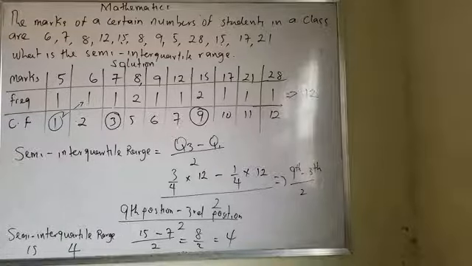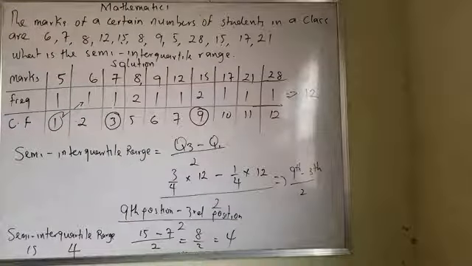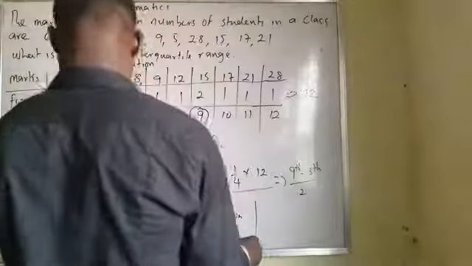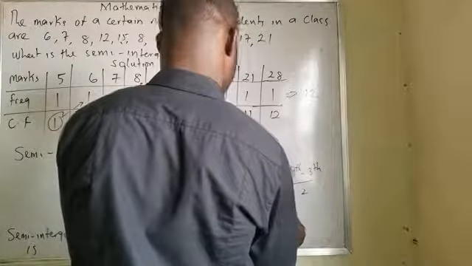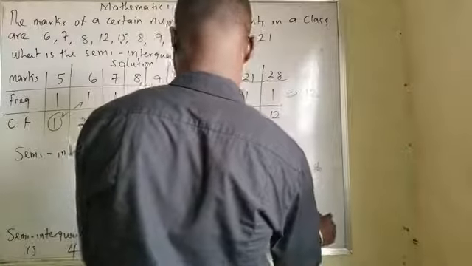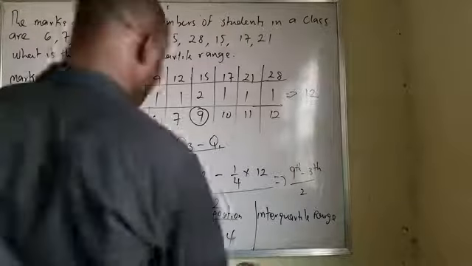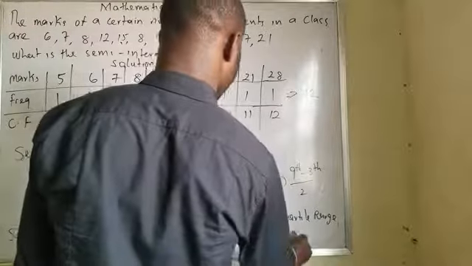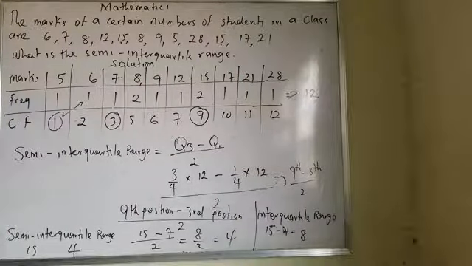Okay, with what I've explained here, at least you can lay your hand on any problem on semi-interquartile range and quartile range. If you are looking for quartile range, you will just have it in the form of this minus this. The interquartile range will be equal to 15 minus 7, which is going to be 8. That is all. Please take note of those things very well.